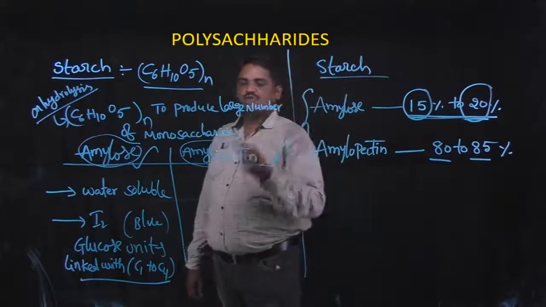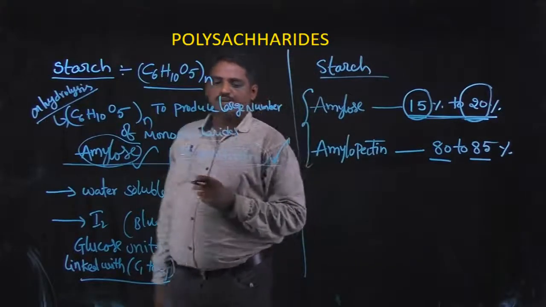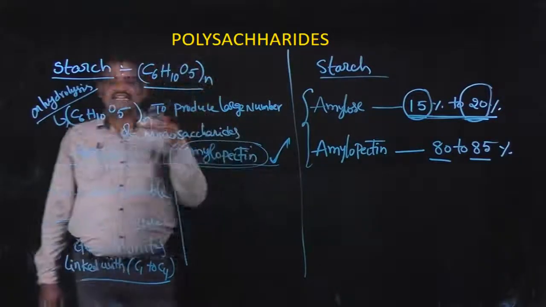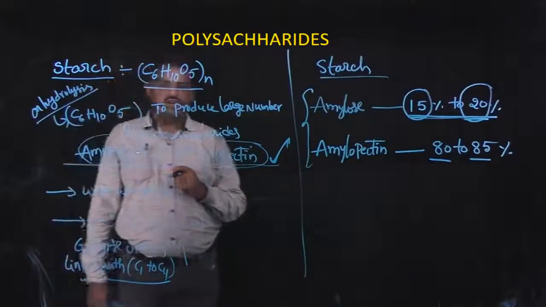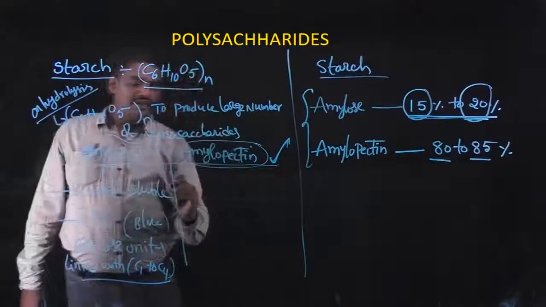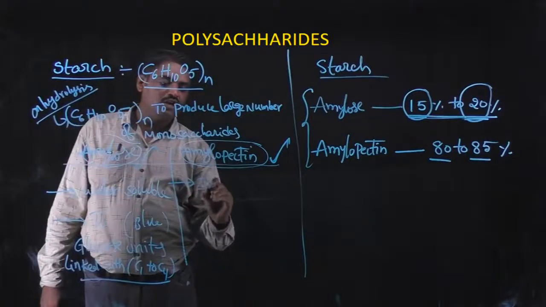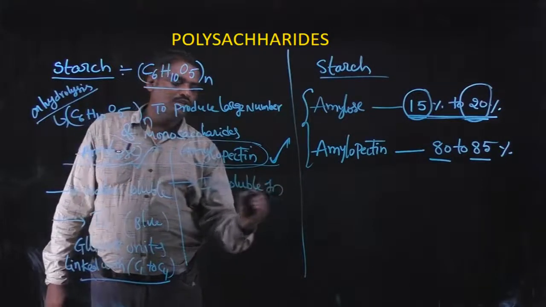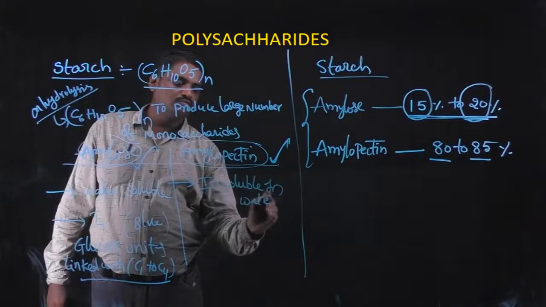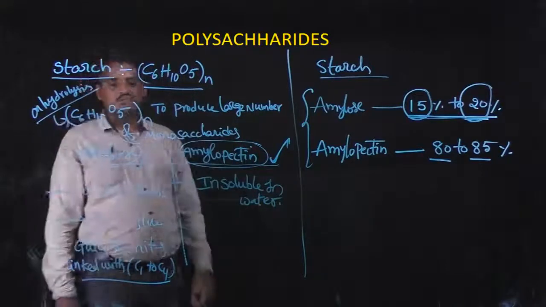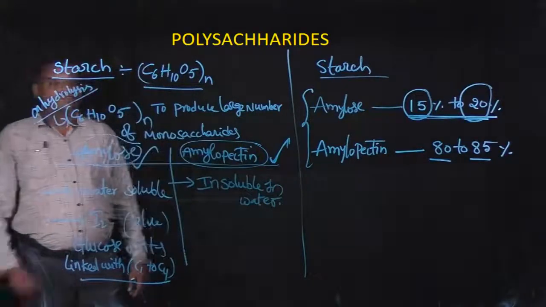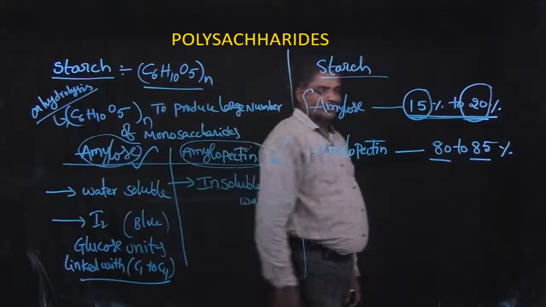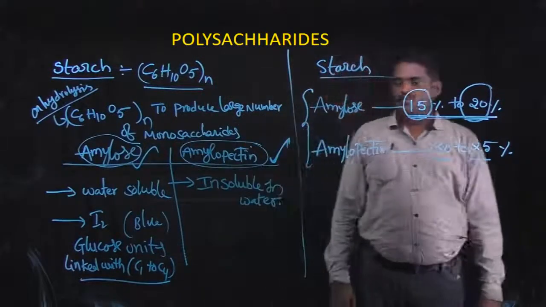And next I am going to discuss amylopectin. Amylopectin is the second part of starch. This is insoluble in water. So amylopectin does not dissolve in water.